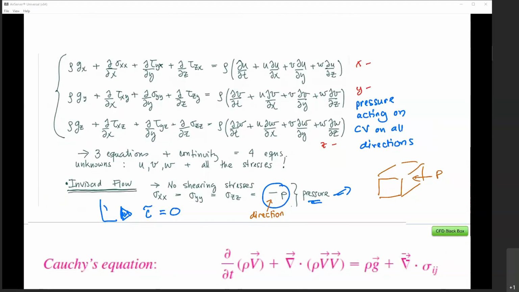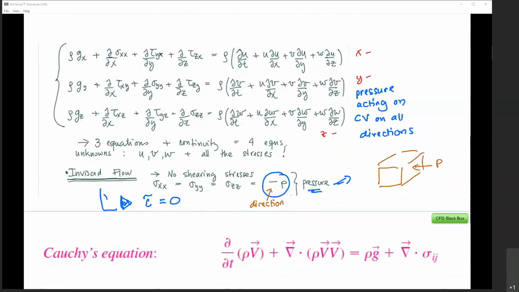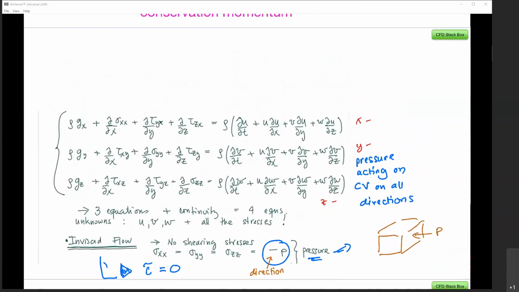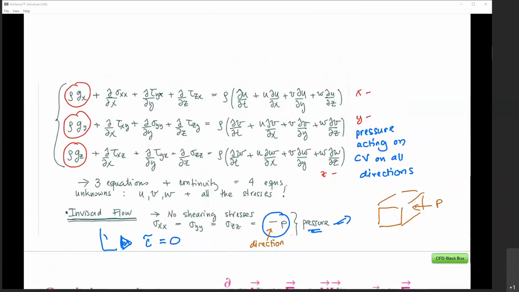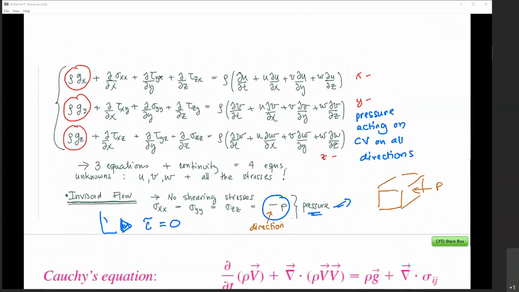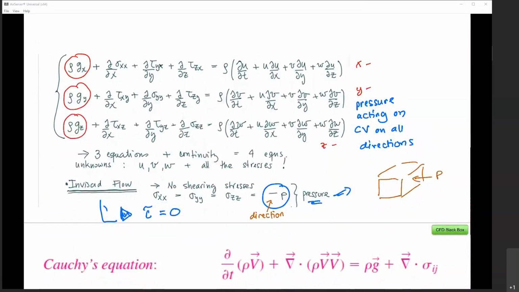And for all of this, remember just now, in the initial step, we did not include the gravity or force, but now we include all of them. So from here, we have three equations, plus the continuity equation, which makes 4 equations with the following unknowns. We don't know u, v, or w, and also all the stresses. We have no idea what they are.